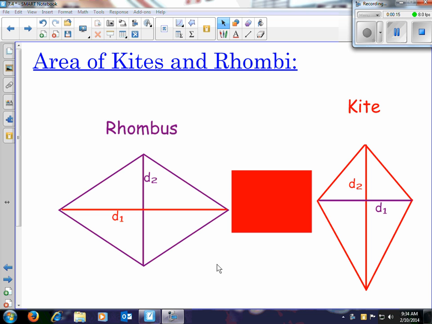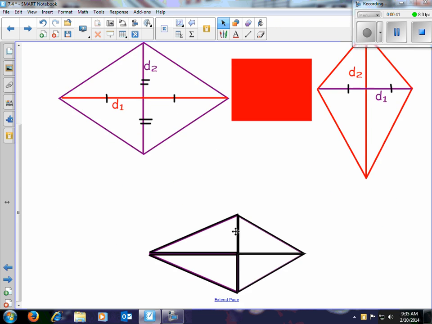First thing I want you to do is look at these two shapes. They both have diagonals. And what we know about the diagonals of a rhombus is that they bisect each other. So I know that this piece is congruent to that, and this piece is congruent to this piece. Now, kite, I also know that it cuts it in half, or this one is cut in half, but this one is not.